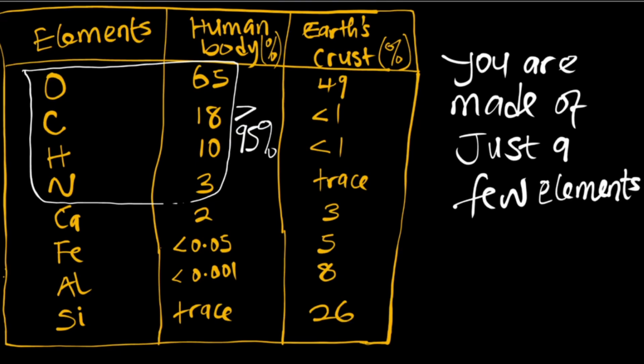When you look at the composition of the earth's crust, while oxygen is abundant in both the human body and the earth's crust, other elements show a stark contrast. For example, carbon, hydrogen, and nitrogen, though essential to life, are only present in trace amounts in the earth's crust.